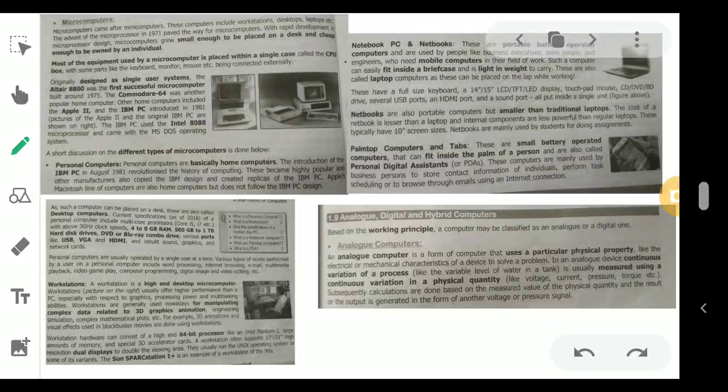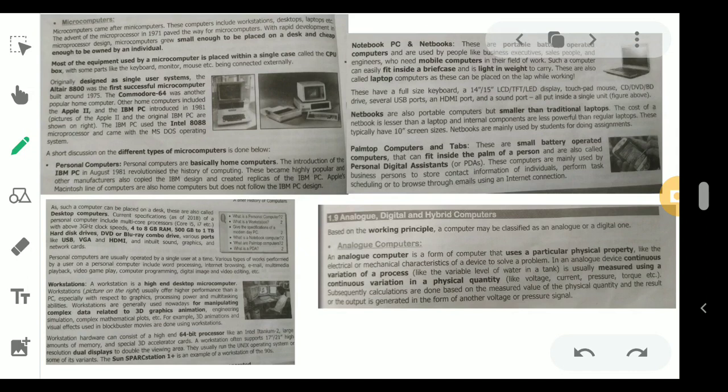So let's first talk about analog computers. An analog computer is a form of computer that uses a particular physical property. What are those physical properties? Electrical or mechanical characteristics of a device. In an analog device, the continuous variation of a process is usually measured using a continuous variation in a physical quantity. What are those physical quantities? Like voltage, current, pressure, etc.